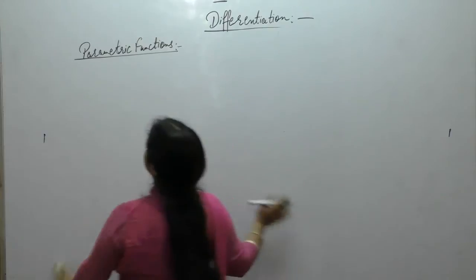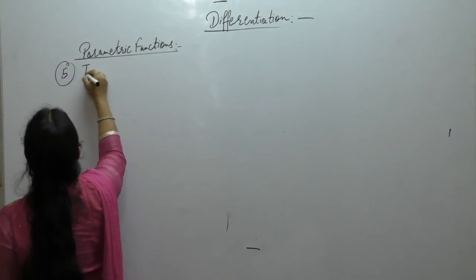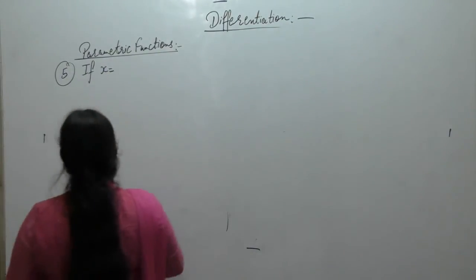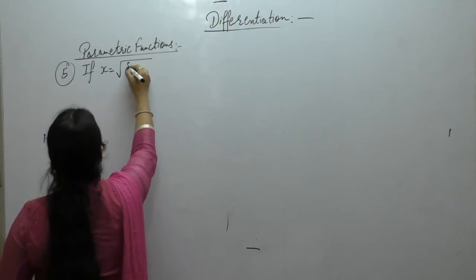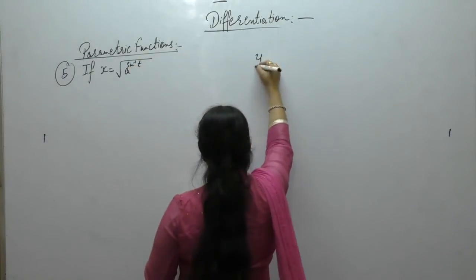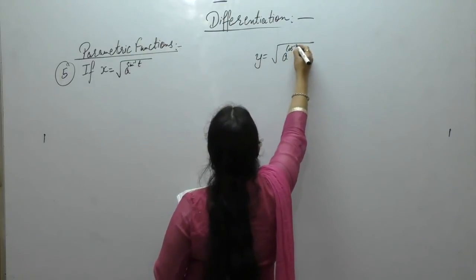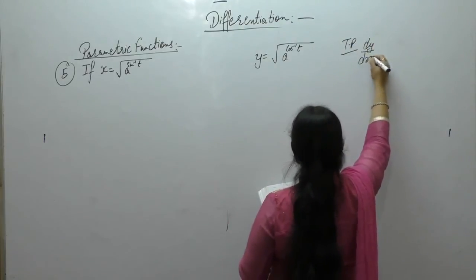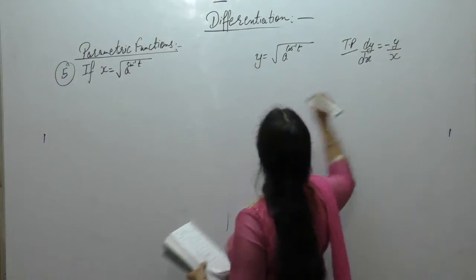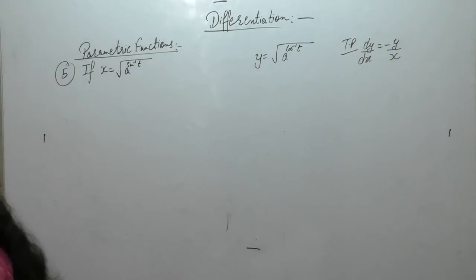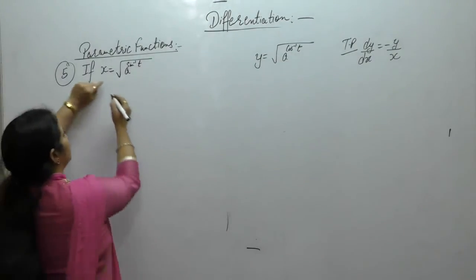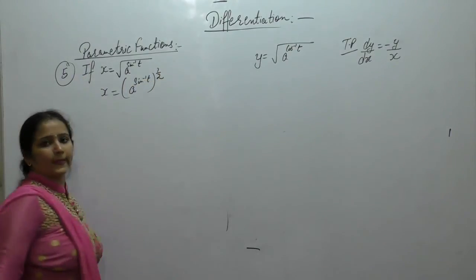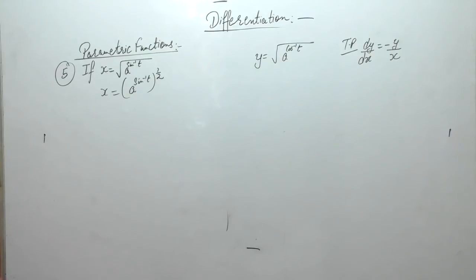Now next one is if x is equal to square root of a power sin inverse t, y is equal to square root of a power cos inverse t, then show that dy upon dx is equal to minus y upon x. Now we can write this as a sin inverse t power 1 by 2. Clear? We can write this term as this.